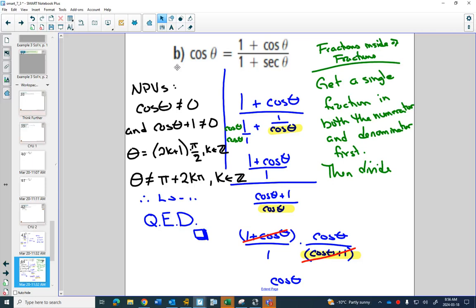So our non-permissible values are wherever cos of theta is equal to 0, and wherever cos of theta is equal to -1. And we have to write the general solution for that so that we list all of our non-permissible values. So questions for practice are 4, 8II, 9II, and 11.